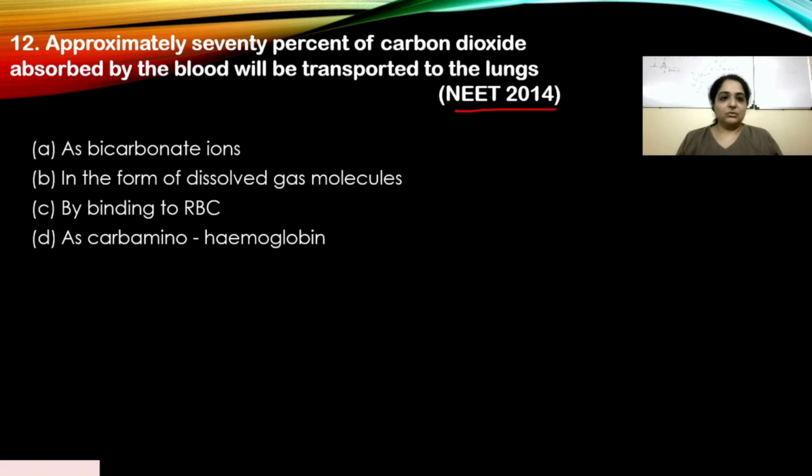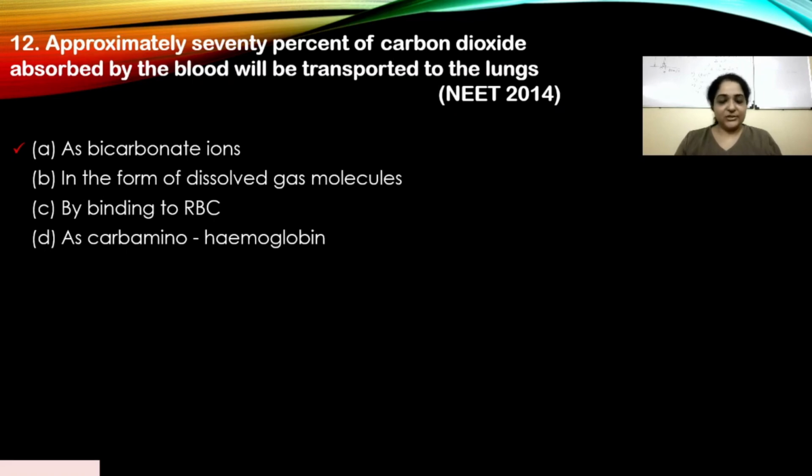Approximately 70% of carbon dioxide absorbed by the blood will be transported to the lungs as bicarbonate ions. If you remember this fact, you will be able to answer this question correctly. Is it dissolved gas molecules? No. By binding to RBC? No. As carbaminohemoglobin? No. It is bicarbonate ions. The maximum amount of CO2 is transported as bicarbonate ions.